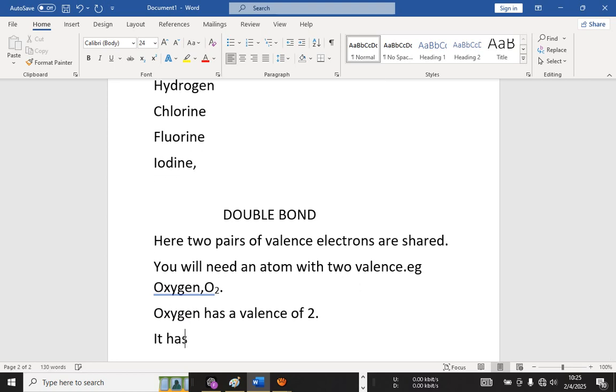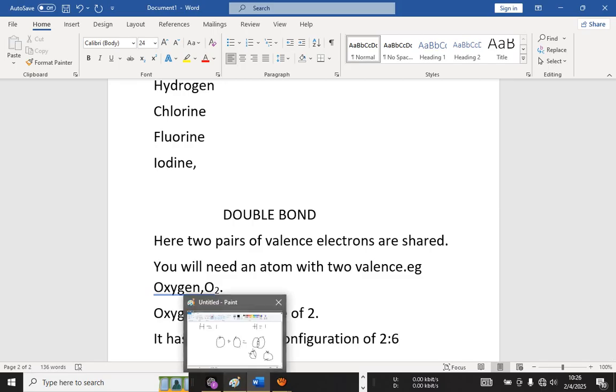It has an electronic configuration of 2 to ratio 6. Now let us look at the double bond. How will it be formed?